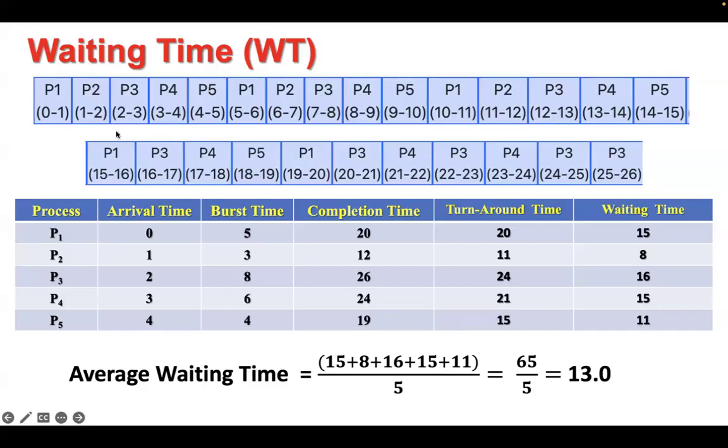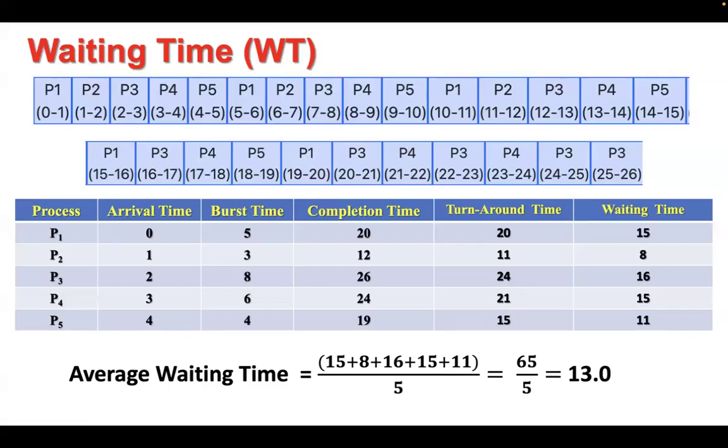P3 arrived at 2, was given CPU at 2. So again, for each occurrence of P3 we compute the in-between process count. So 1, 2, 3, 4, 5, 6, 7, 8, 9, 10, 11, 12, 13, 14, 15, and then 16. So P3 has waiting time of 16.